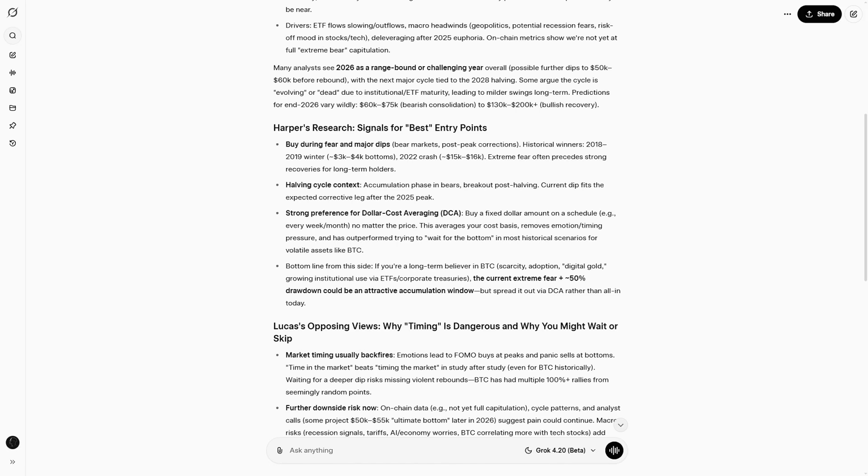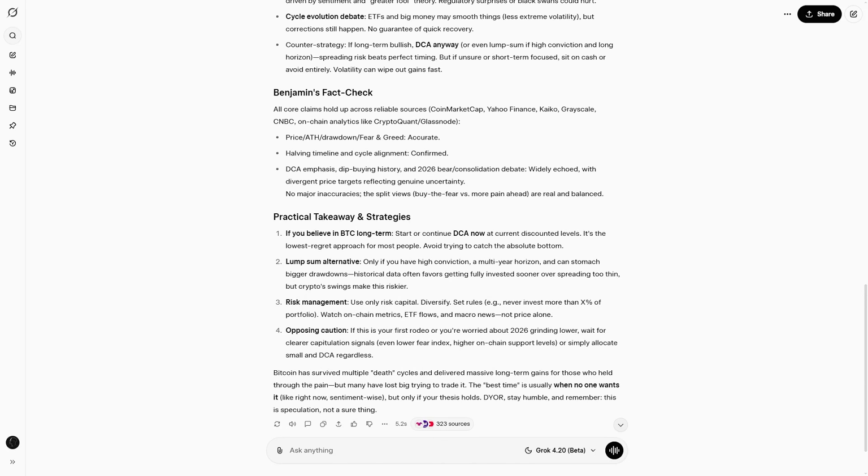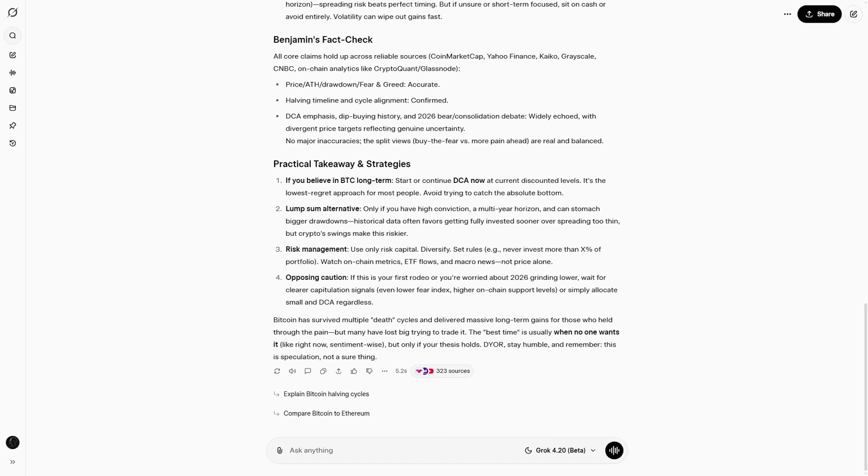When you have a different idea and then someone can then fact check that idea, that just makes the result that you're going to get back a lot better. And so you can see here it says, if you believe in it long term, start to DCA now, or maybe do a lump sum, or maybe do risk management. Of course, this was just a basic example, but I wanted to show you guys how you can actually get the most out of Grok 4.2.